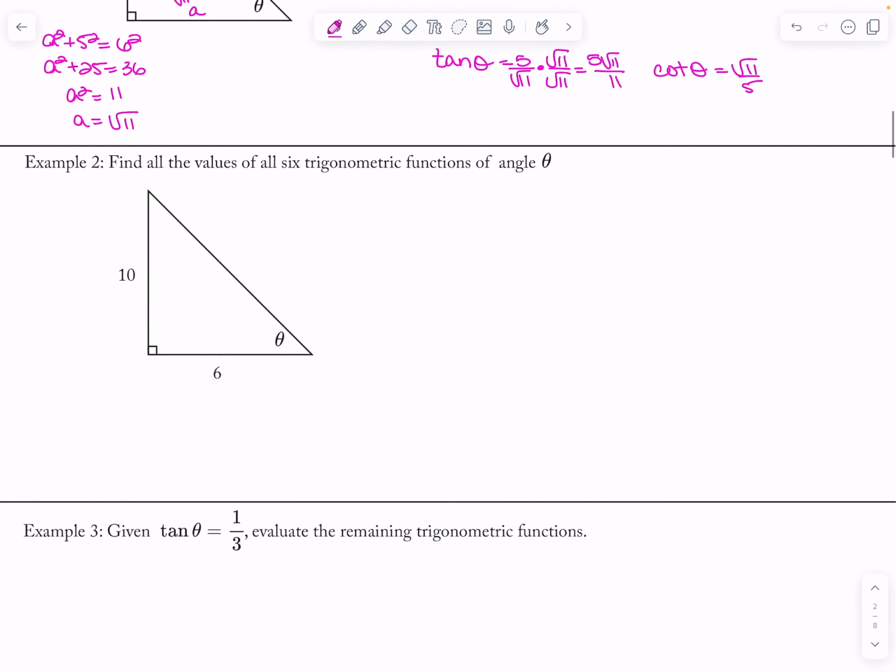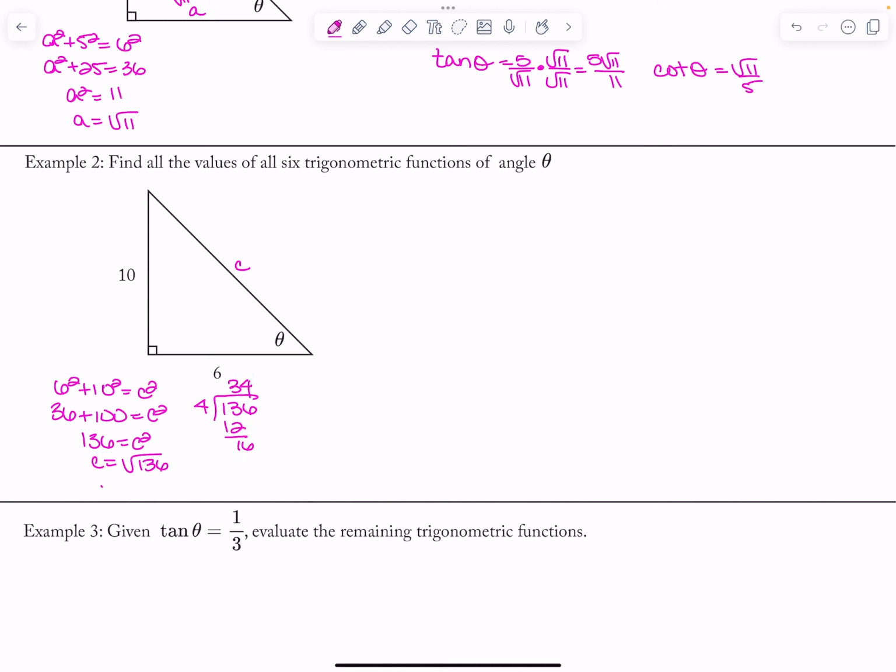Okay? Again, 6 trig functions. I'm going to find my missing value of c. So 6 squared plus 10 squared is equal to c squared. So 36 plus 100 is equal to c squared. 136 is equal to c squared, so c is the square root of 136. 136 is divisible, I believe, by 4. So c is equal to root 4 times root 34. So c is 2 root 34.